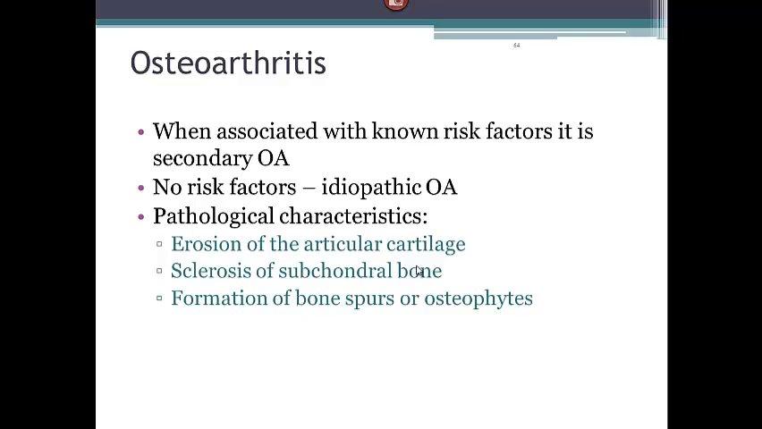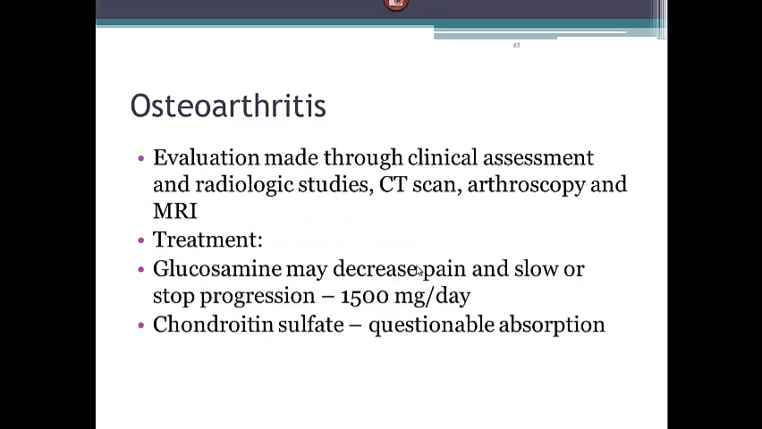It could be secondary when it's associated with no known risk factors, or it could be idiopathic. And again, the pathophysiological characteristics are erosion of the articular cartilage because of decreased fluid and proteoglycan, sclerosis of the subchondral bone, and formation of bone spurs or osteophytes.